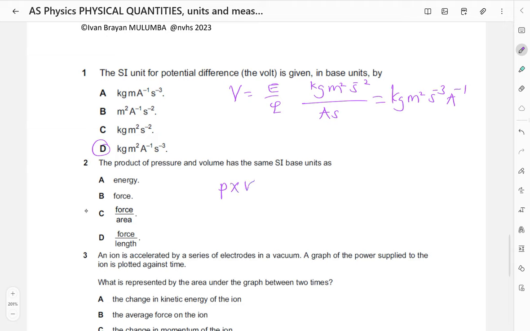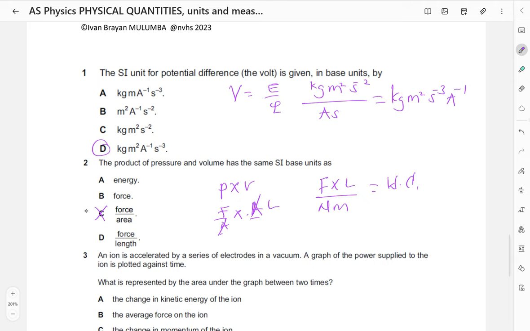The product of pressure and volume has the same SI base units as, of course, pressure and volume. Pressure times volume. Pressure is force over area, then times volume. So it means the product cannot have the same as force. Volume is cross-sectional area times length. So the area cancels out because they have the same unit. So you remain with the force times length. This is going to be newtons times meters. I think this is energy, which is the same as work done. This can also be work done, force times distance.